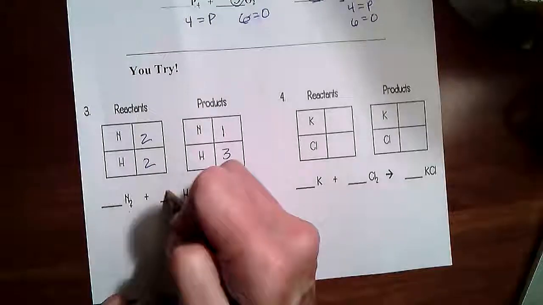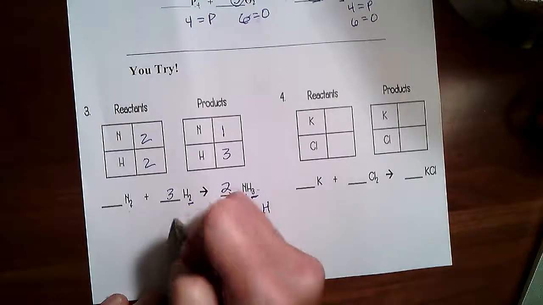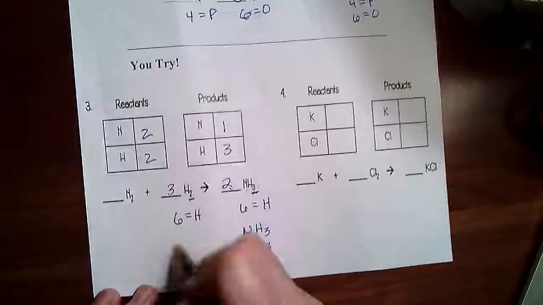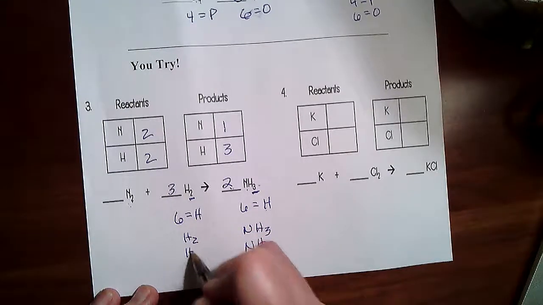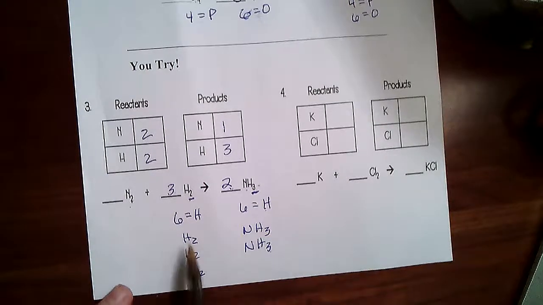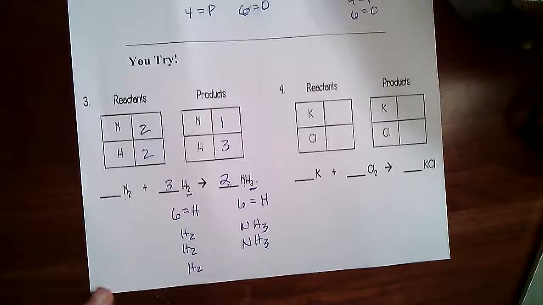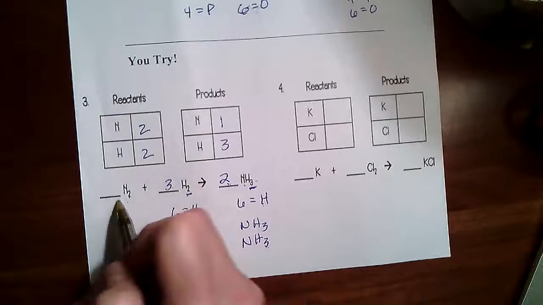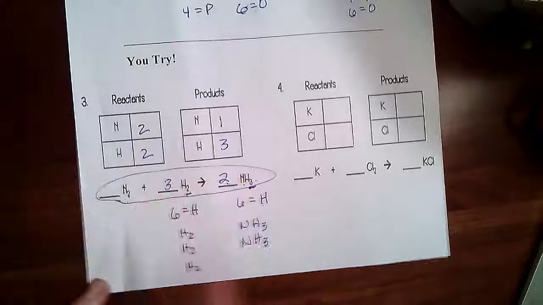And now I'm going to put the 3 in front of this, and that's going to give me 6 hydrogen going in. And again, that 3H2 just means H2 3 times. Okay, so 2, 4, 6 hydrogens. Now I've got 2 nitrogens coming out and 2 going in. So this is completely balanced.